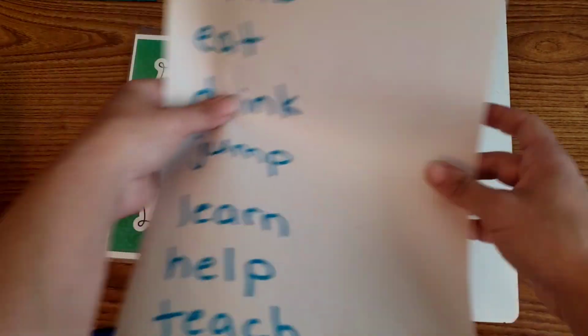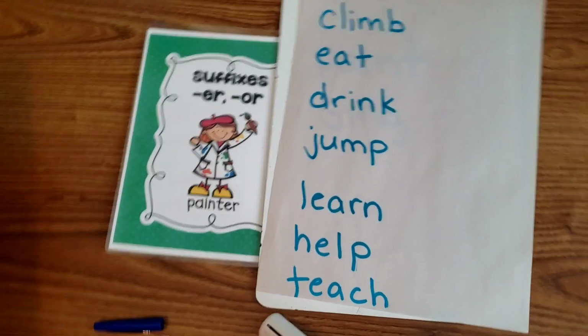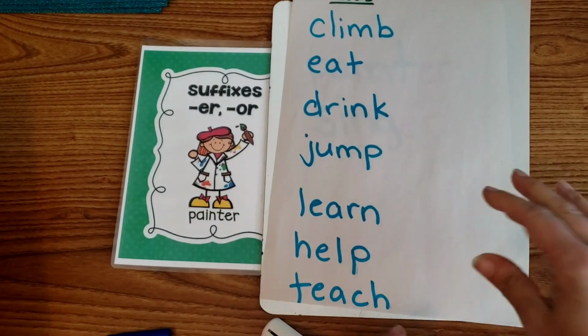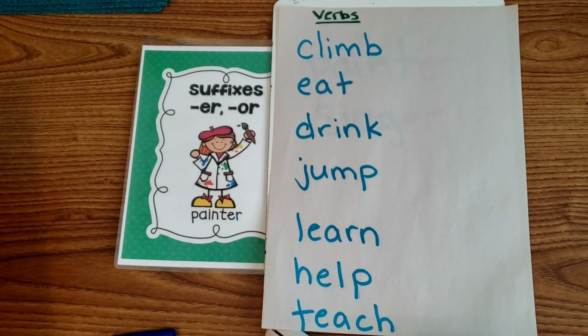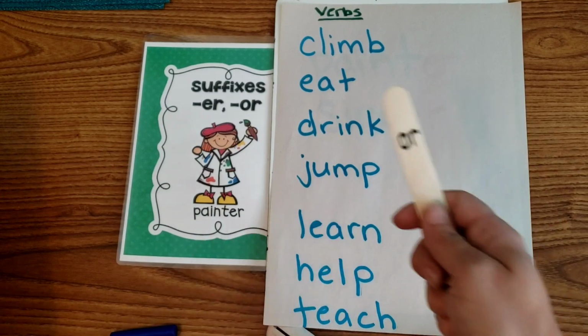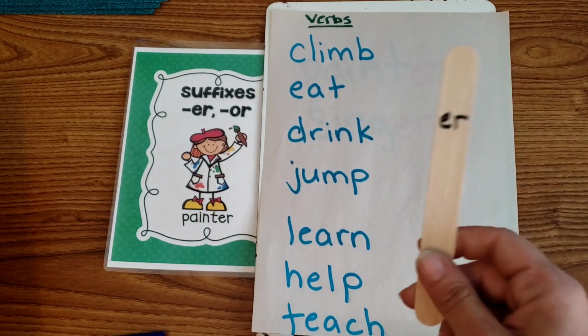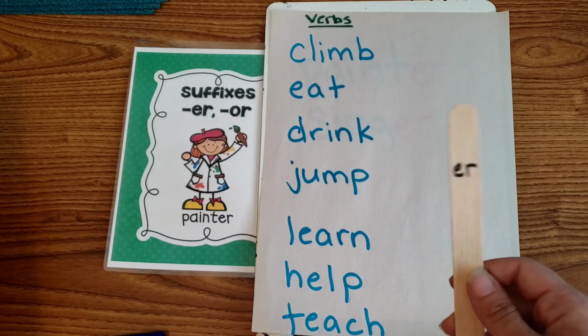I'm going to do some practice with you. I have some verbs that I came up with, and I want to change them. I want to add the suffix to them. And what I did is I went ahead and I took 2 popsicle sticks to practice. And in one of them I have an ER and one's my OR stick. Okay? Most of the time we use ER. Most of the time. Right?